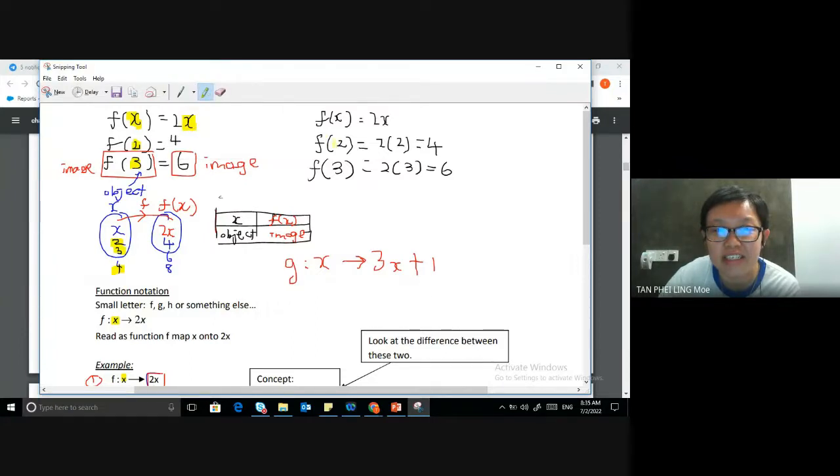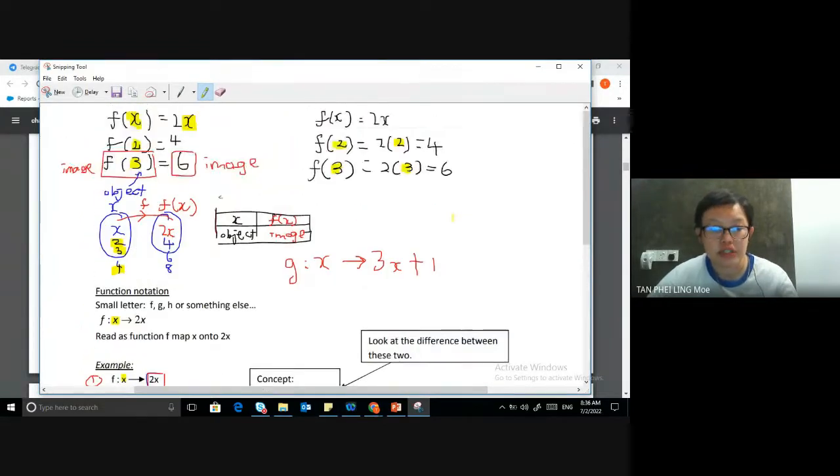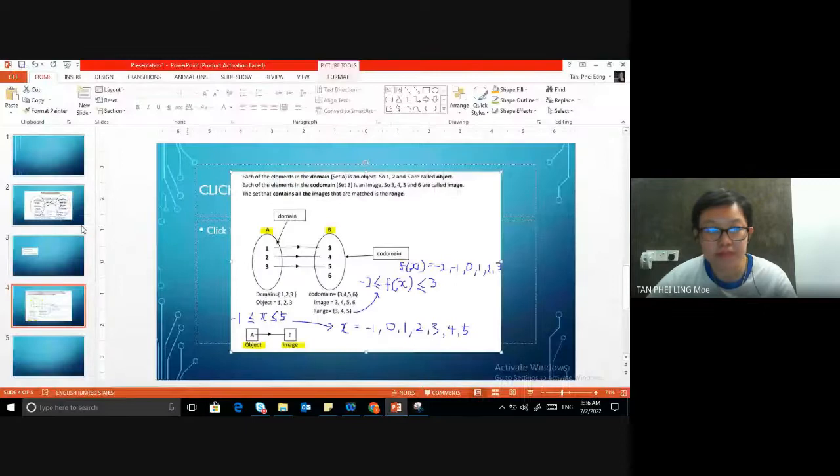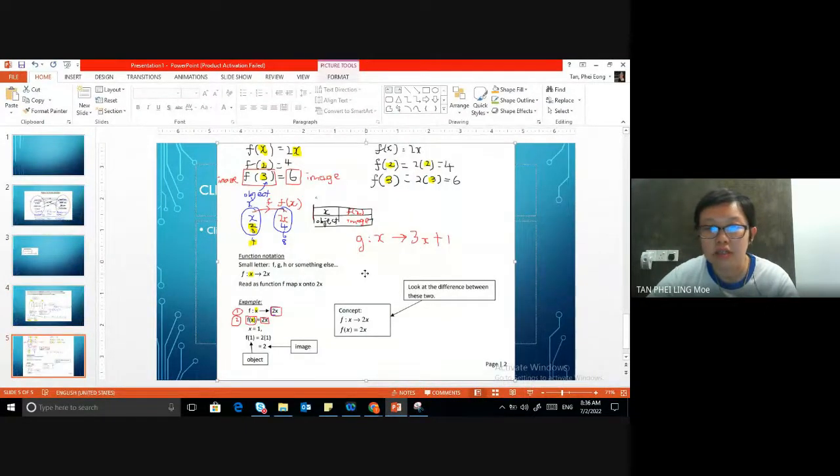So if the object is 2, you substitute in 2. If the object is 3, you substitute in 3. Is that okay now? So that's the basic concept. Let's move on. So that's what we have done here: f(1) equals 2 times 1, where you get 2. So this one should be okay. All right, let's move on.